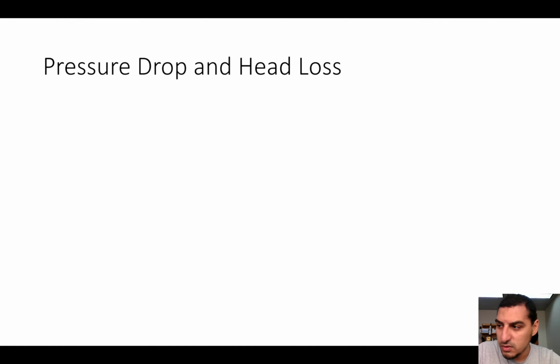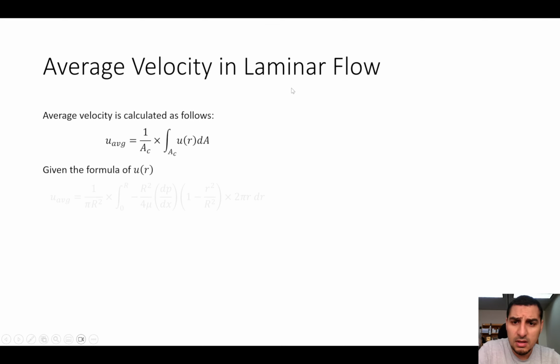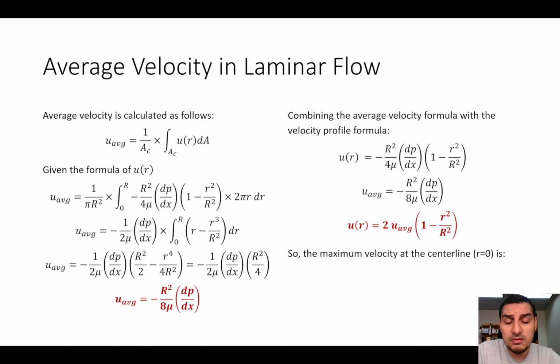Hello everybody. So we are going to answer the question that we were asking in the previous video, which is that we got the velocity profile, the average velocity, for the condition that we mentioned, which is laminar flow for a Newtonian fluid in a circular pipe. But we didn't get a formula for the pressure drop.